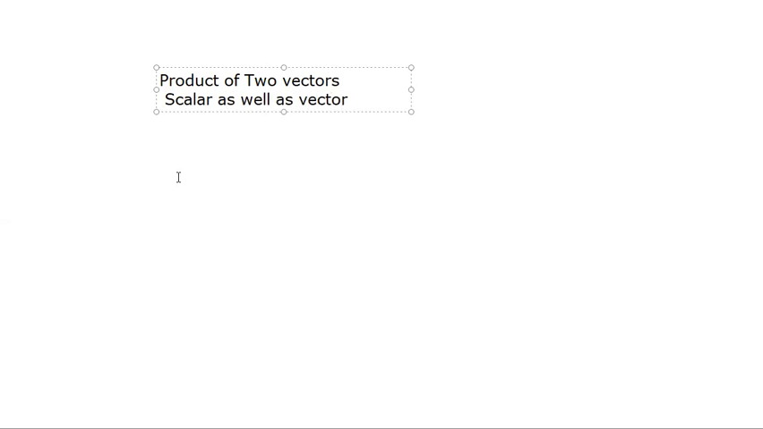Next we are going to learn the product of two vectors. Very important thing. Now, the product of two vectors can be scalar as well as vector. Means if you multiply two vectors, the resultant can be a scalar as well as a vector. So first we will see the scalar product of two vectors.